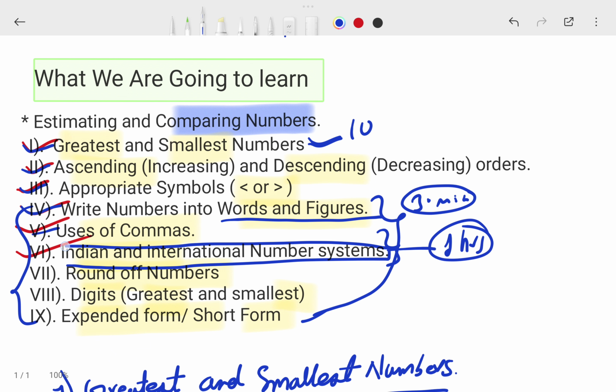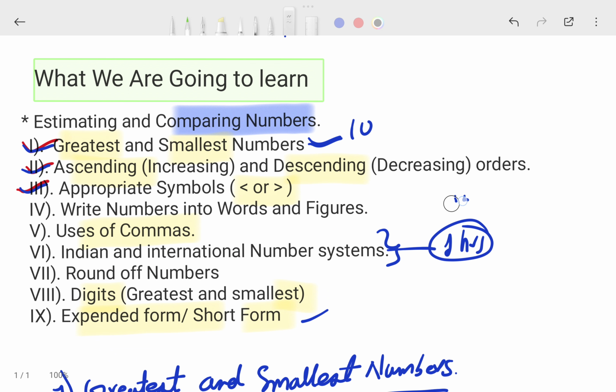And for rounding up numbers also you have to see a special video. Okay, now in this chapter there are these three topics: rounding up numbers, the Indian and international number systems, and writing numbers, for which you have to see the special videos. If you understand my video, it's okay.